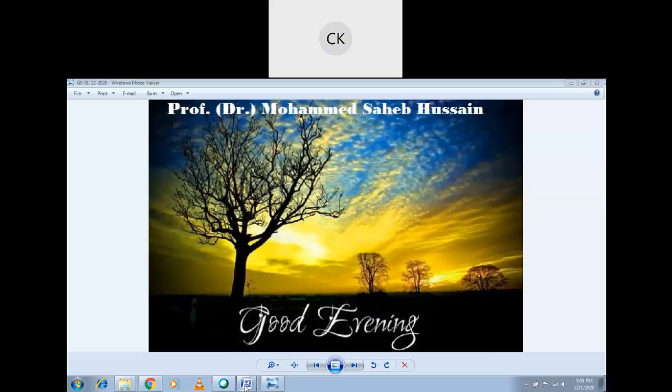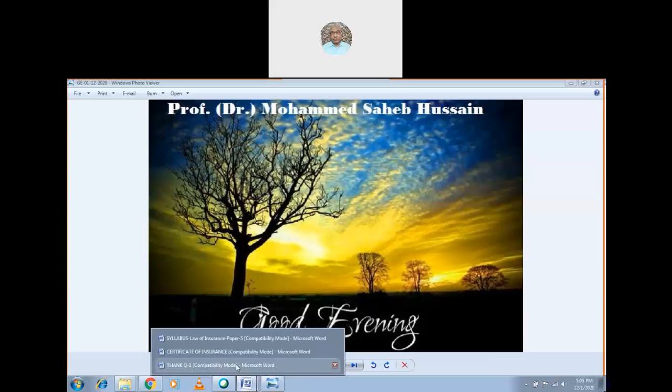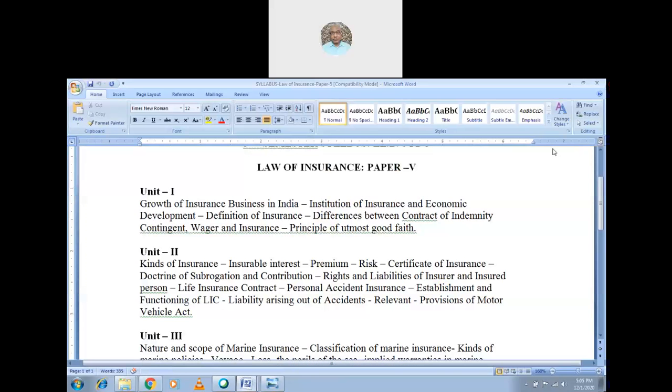So we are at the syllabus. We covered the first unit completely. The second unit also we covered: the kinds of insurance, insurable interest, the premium. In the last class we covered the risk. In this class we will see what the certificate of insurance is. If time is left in this class, then we will touch on subrogation and contribution also.